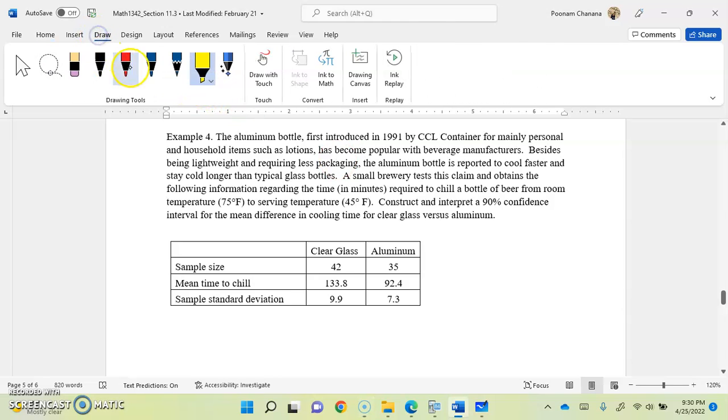Let's look at question number 4. The aluminium bottle, first introduced in 1991 by CCL Container for mainly personal and household items such as lotions, has become popular with beverage manufacturers.